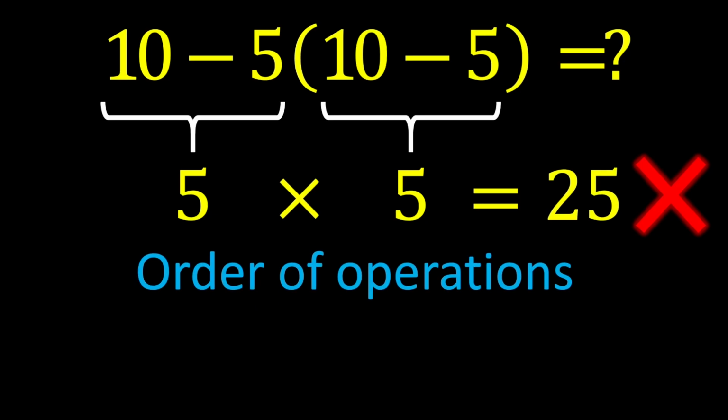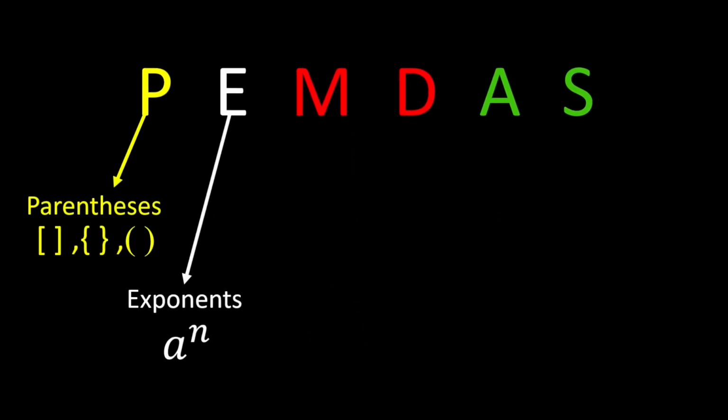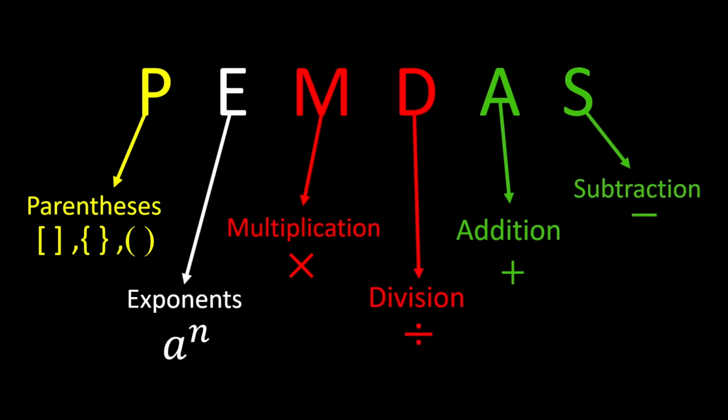The order of operations is commonly known by the acronym PEMDAS. In PEMDAS, P stands for parentheses. E stands for exponents. M stands for multiplication. D stands for division. A stands for addition. And S stands for subtraction.